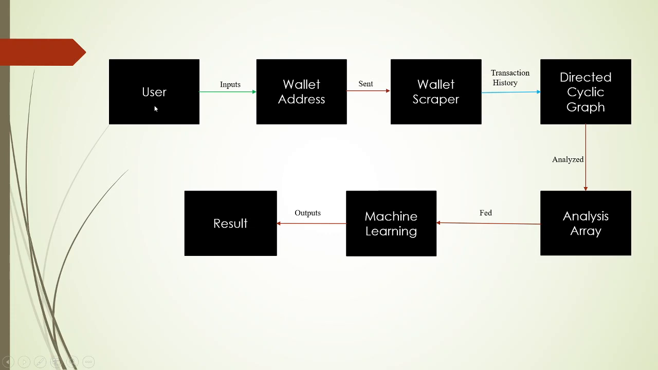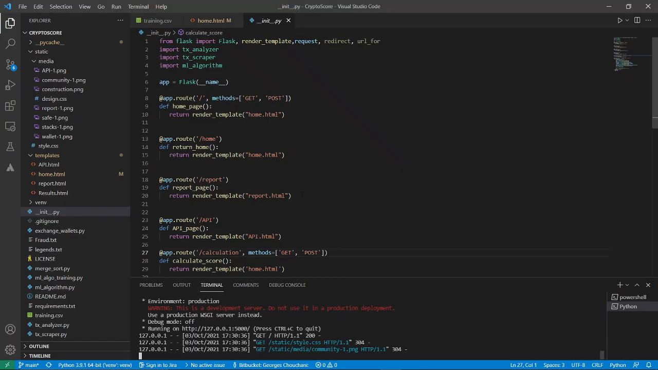First, the user inputs a wallet address, which is sent to our first algorithm, which is the wallet scraper. The wallet scraper takes JSON data out of the address, and sends it to the directed cyclic graph, which we will use later on to create an analysis array, which is fed to the machine learning algorithm, which then outputs us a result. The analysis array is created using 7 criteria we have decided on based on research we have done and research papers on fraudulent activity in blockchain networks.